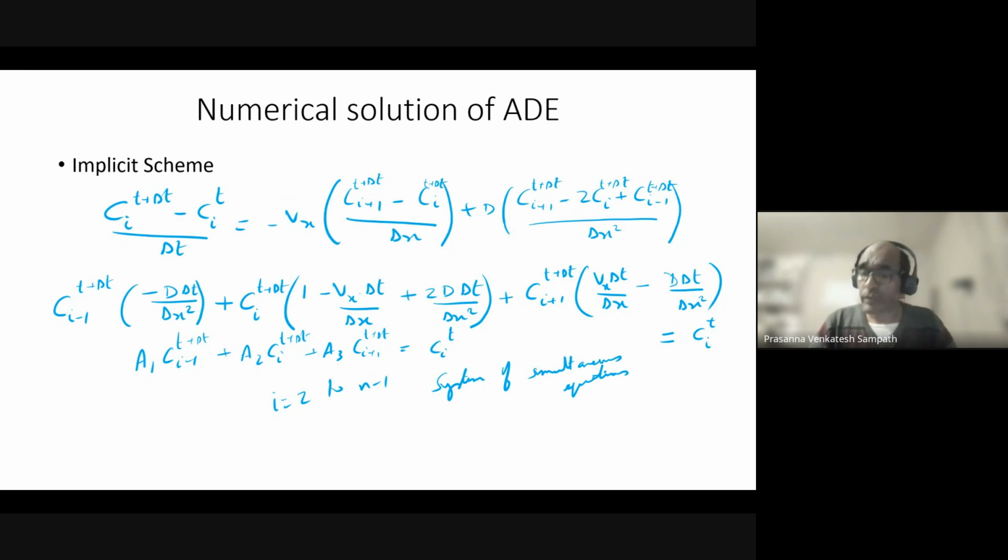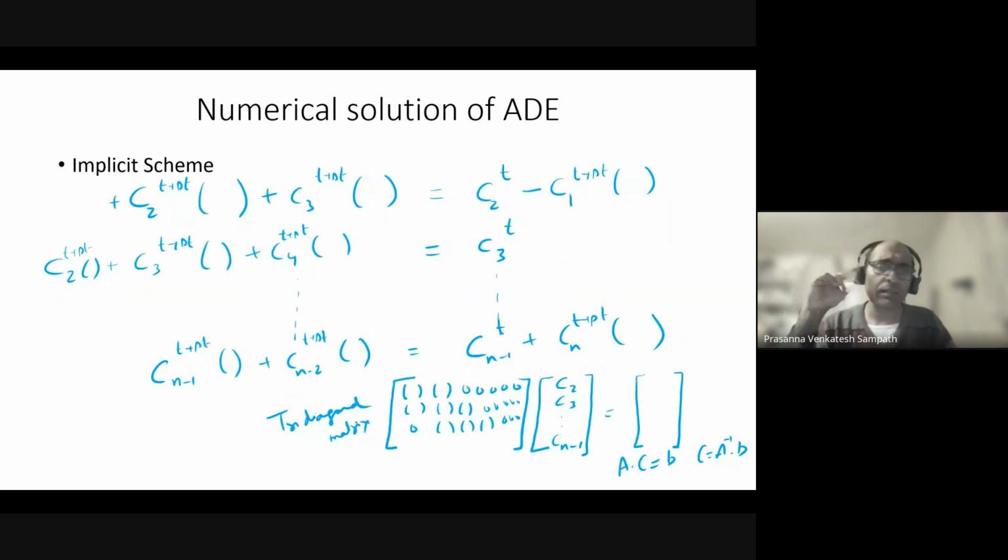All right, when you do that, I just quickly demonstrated that in the previous class. Don't worry about it. You don't have to memorize all of these steps. So what happens is you get a system of equations which can be written in matrix form as A times C equal to B, where A is the coefficient matrix of the concentrations at cell 2, 3, 4 up to n minus 1.